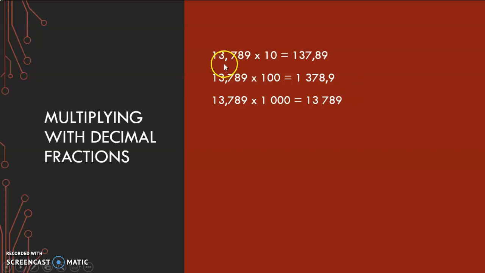So for instance, 13,789 multiplied with 10 will leave me with 137,89. The same number multiplied by 100, comma moves 2 spaces, 1,378,9, multiplied by 1,000, comma moves 3 spaces. I have 13,789. Now, if it is multiplied by intervals of 10, hundreds, or thousands, you can just multiply it like this with your 10 and then multiply it with the 2. Very easy.